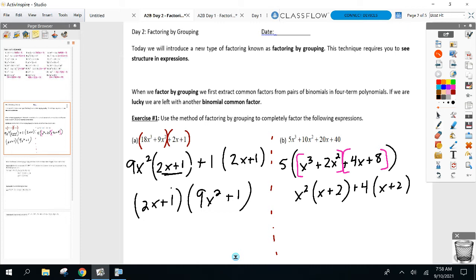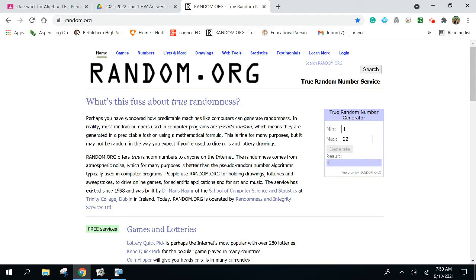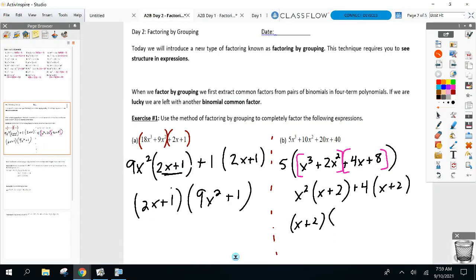Don't stop. We're not done. Everyone thinks we're done when I introduce this method. We're not done yet. Look at the left and the right side of the plus sign. What do they have in common? An X plus 2. Take it out. So I'll take out X plus 2. And then in the other parenthesis, you tell me what's left over after you take an X plus 2 from each side. What do you got? What's left? Clara. X squared plus 4.